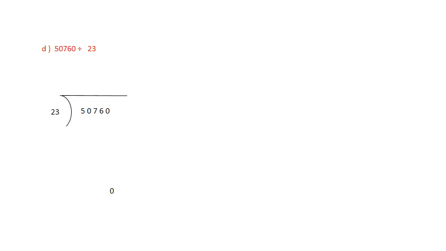So 2 2s are 4. Yes, 4 is less than 5, so we can try 2s. Okay, 2s it is coming 46. 46 is very close to 50, so we can take 2s 46. Now when we subtract 50 minus 46, see here 0 will become 10 and 5 will become 1 less, which is 4. So here after subtracting you are getting 4 here.